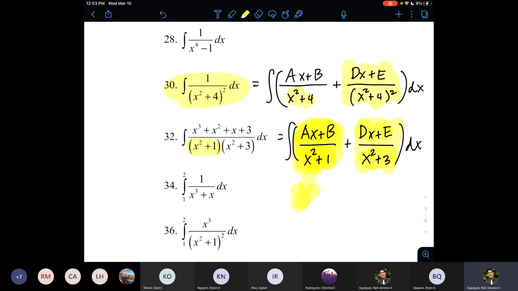But I hope by then you will have the time to try problems 30 and 32, because probably I'll start with these 2 on Friday. So if you have questions on these, let's settle them on Friday.